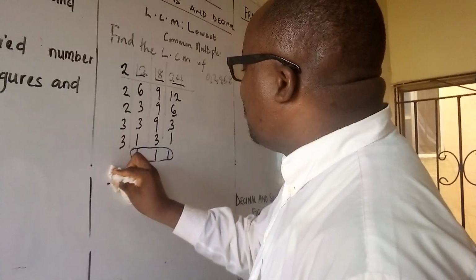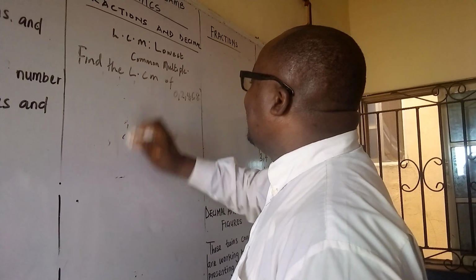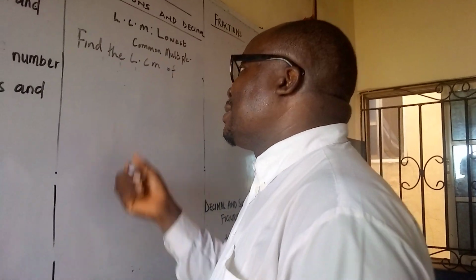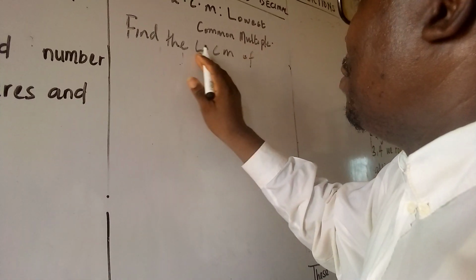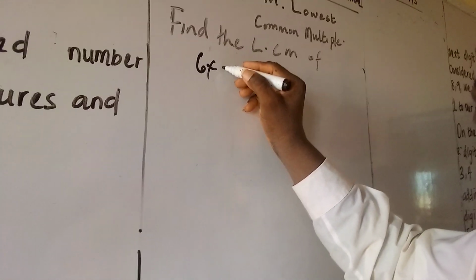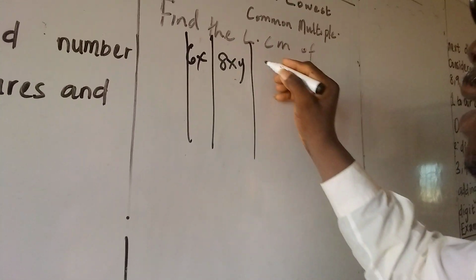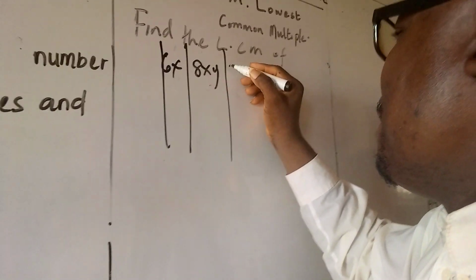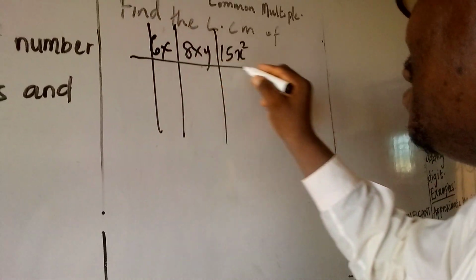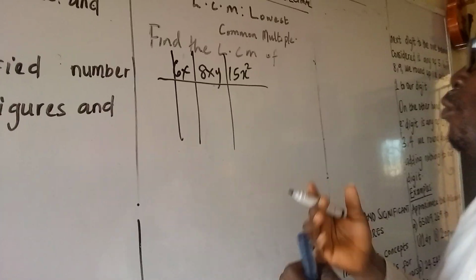At times it can even be in numbers with x or variables. For instance, if you are asked to find the LCM of 6x, 8xy, and maybe 15x squared, the same way, because it's LCM, lowest common multiple, start with the lowest factors.